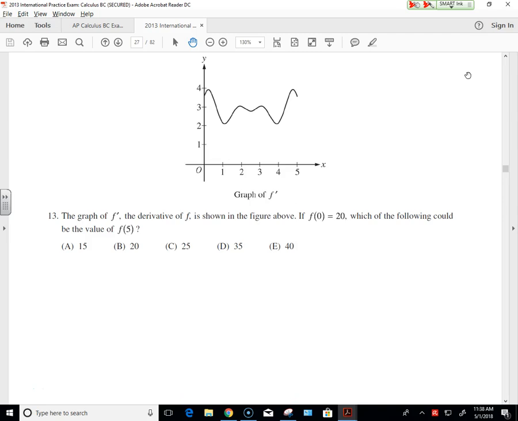Okay, so on number 13. The graph of f prime. I love it. We have an initial clue.